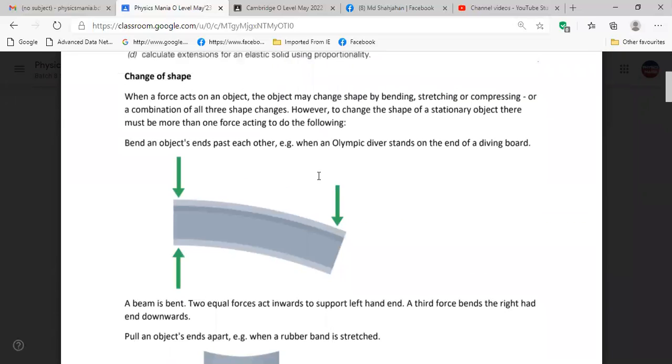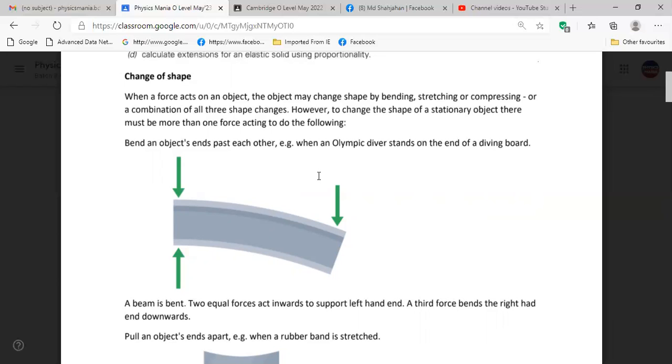So let's start. Here, can you read from here? Change of shape. When a force acts on an object, the object may change shape by bending, twisting, or compressing, or a combination of all three shape changes. However, to change the shape of a stationary object, there must be more than one force acting. When an object's ends pass each other, for example, when an Olympic diver stands on the end of the diving board, a beam is bent. Two equal forces act inwards, supporting the left hand end. The third force bends the right hand end downwards.